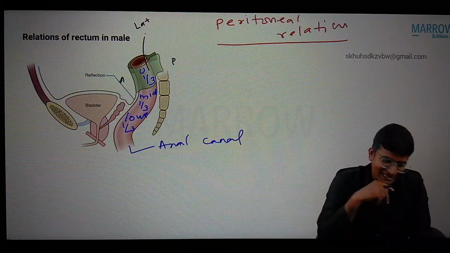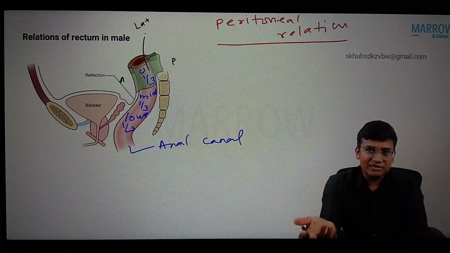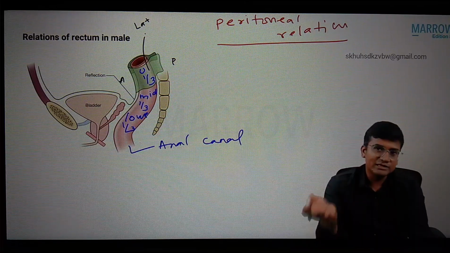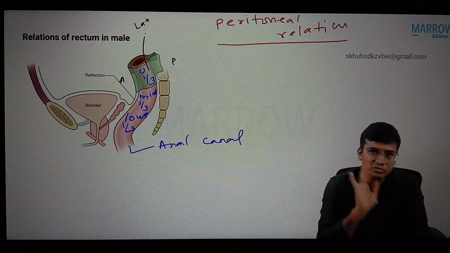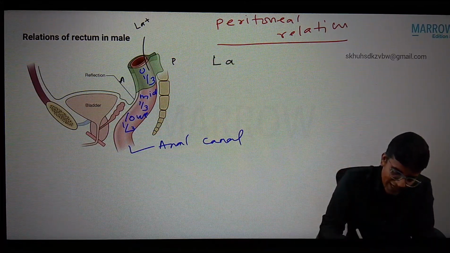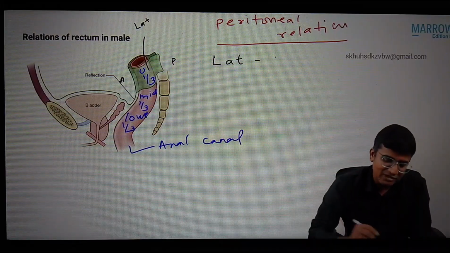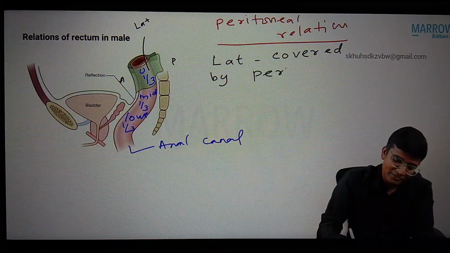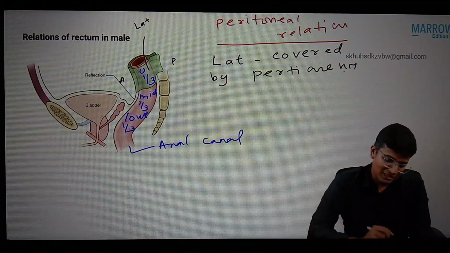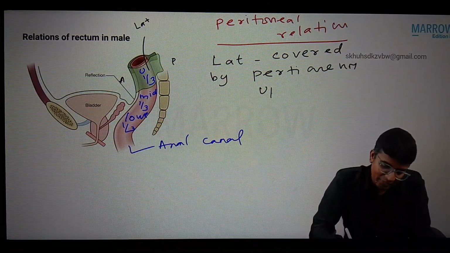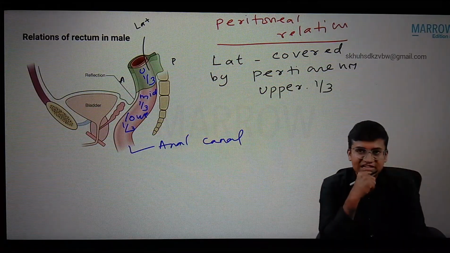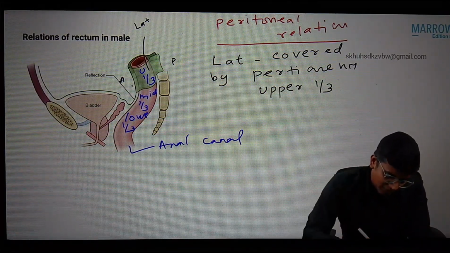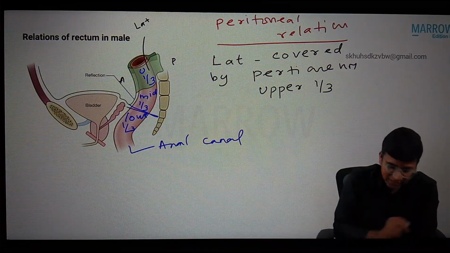Now see the lateral part. The lateral part of the rectum is covered by peritoneum only in the upper one third. I told you already, the peritoneal relation is the same in both male and female. Is that clear? After covering that, the peritoneum descends down. Now see the middle one third.